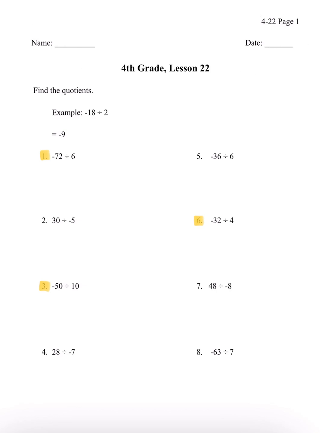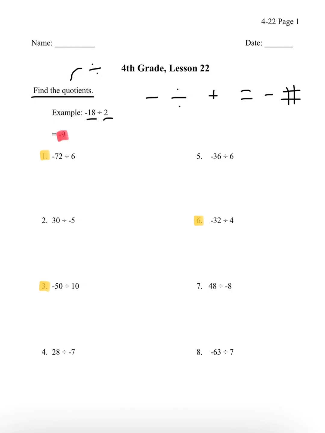It says, find the quotients. And the quotient is the answer to a division equation. So for example, we have negative 18 divided by 2. We have a negative and a positive number. When you're dividing a negative by a positive number, the answer is always going to be a negative number. So that's why our answer is negative 9. As 18 divided by 2 is 9, and don't forget the negative.